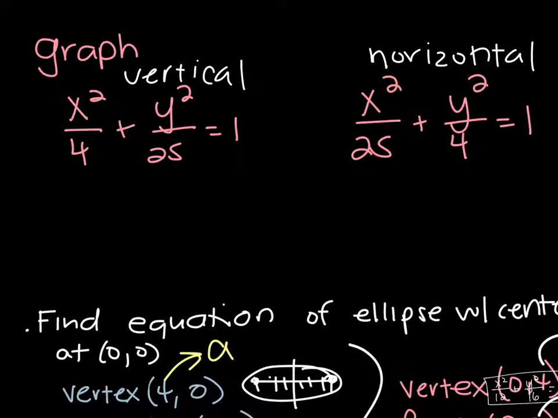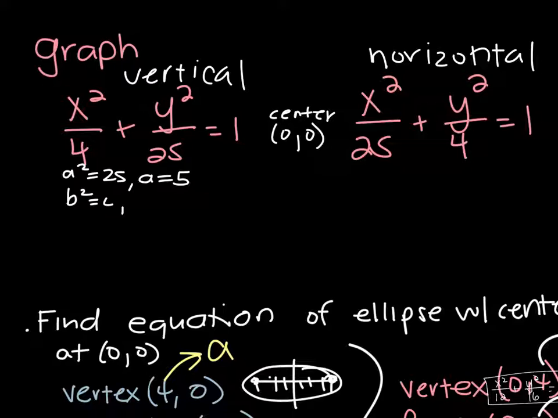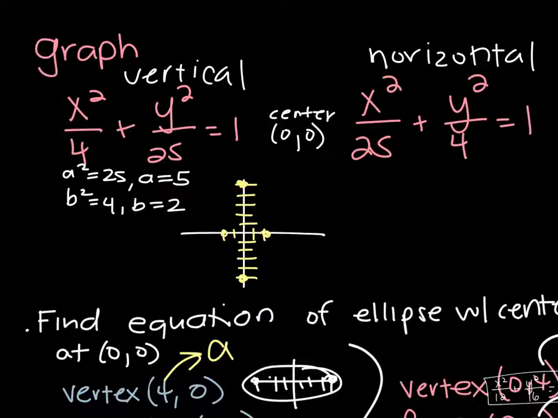Both of these have a center at 0, 0, because there's nothing added or subtracted from x or y. The a squared is always the bigger of them. So the a squared here is 25, which means a is 5. The b squared is 4, which means b is 2. And it's vertical, which means I use the a on the y-axis and the b on the x-axis.